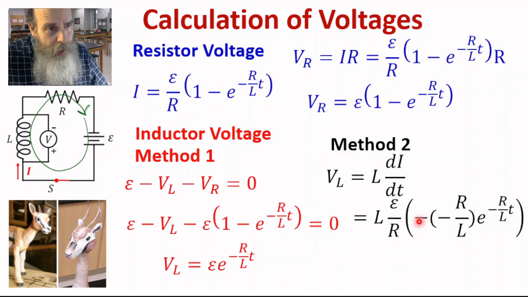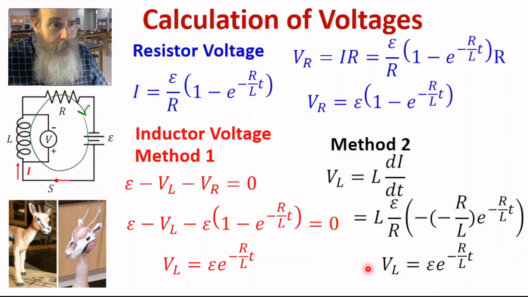Then we need to do the chain rule. We need to differentiate this exponent with respect to t, negative R over L t. That gives us e to the negative R over L t. Then differentiate negative R over L t with respect to t, giving us negative R over L. So the L's cancel out, the R's cancel out, and a negative times a negative is a positive, and so we get E times e to the negative R over L t. It's the same as this. They're both the same, which is what we expect, of course. It is the inductor voltage.